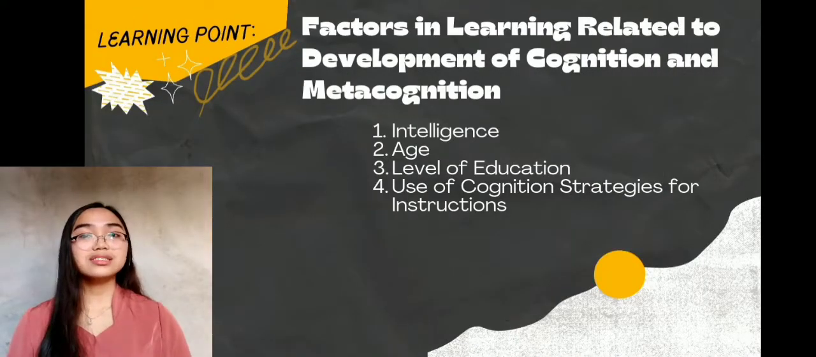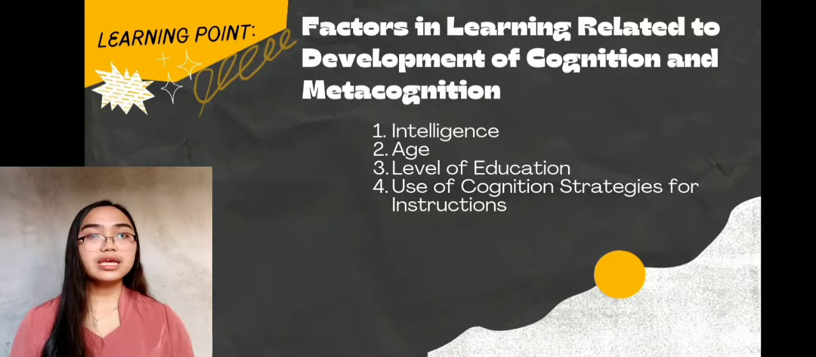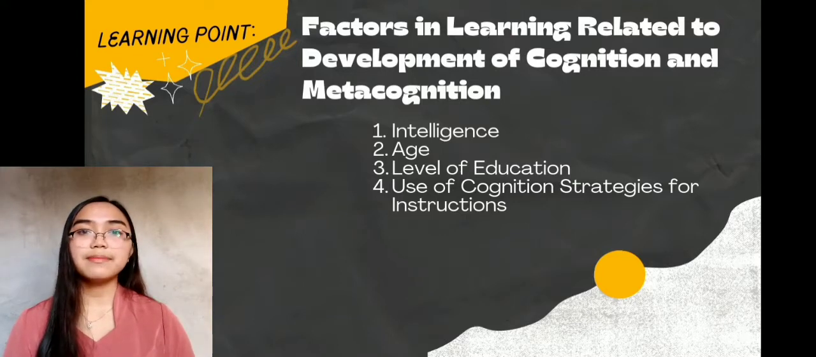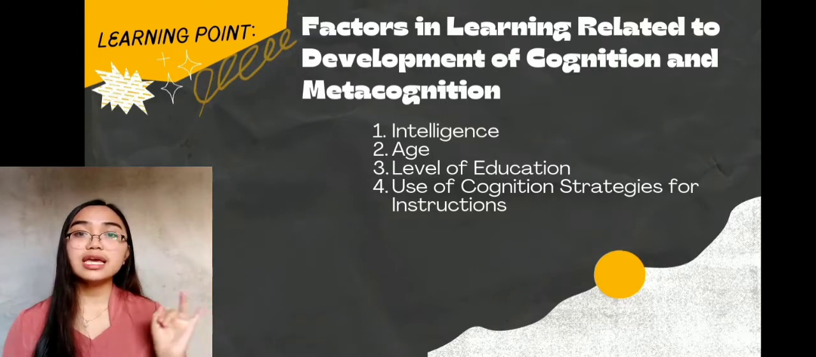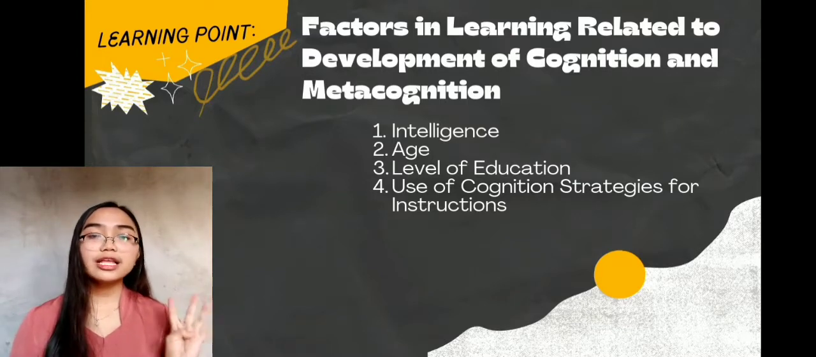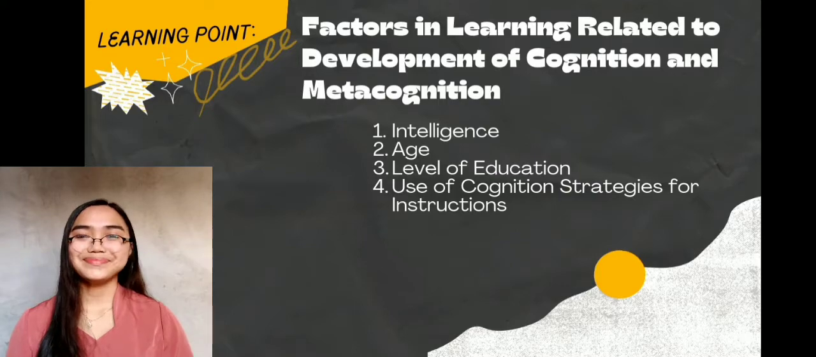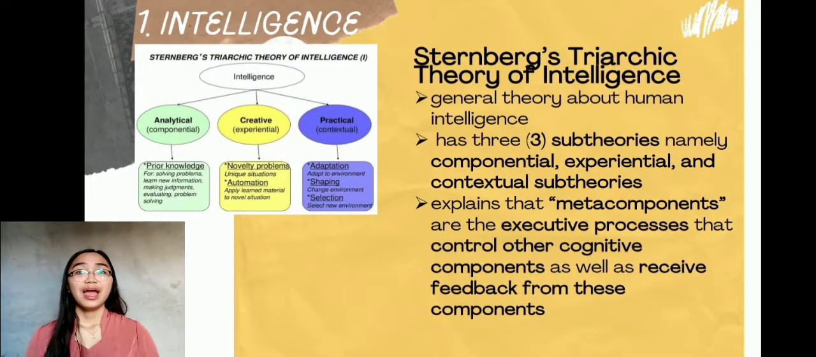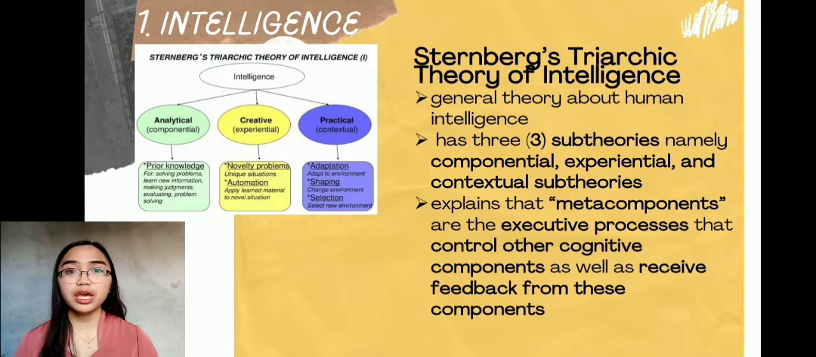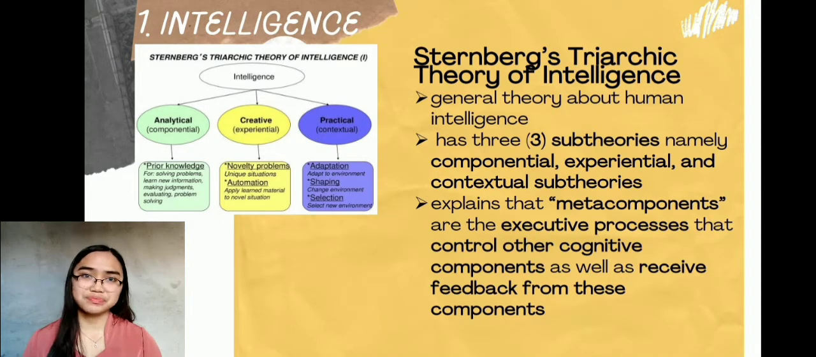Now, let's discuss the factors in learning related to the development of cognition and metacognition. We have 4 factors, which are intelligence, age, level of education, and use of cognitive strategies for instruction. Let's begin with intelligence. By definition, intelligence refers to the ability to acquire and apply knowledge and skills. So how does it become a factor in learning when it comes to cognition and metacognition?